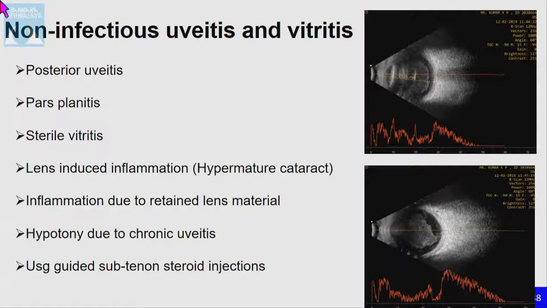So in non-infectious uveitis, vitritis, we look for basically vitreous echoes, retinochoroidal thickening, choroidal detachment. In very severe cases, we can have exudative RD. This is a case of vitritis, low to medium reflective echoes. And it can be seen in posterior uveitis, pars planitis. In pars planitis, we should also look for peripheral vitreous opacities and lens-induced inflammation, inflammation due to retained lens material. In that case, we will see high reflective lens material in the vitreous cavity. Sometimes we can also see hypotony due to chronic uveitis. And recently, ultrasound-guided subtenon injections are also given.